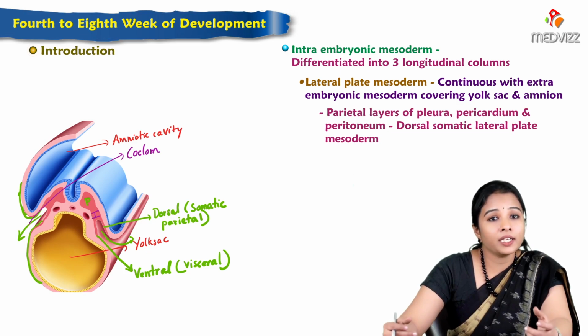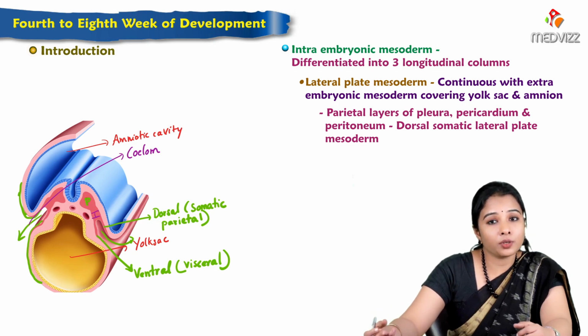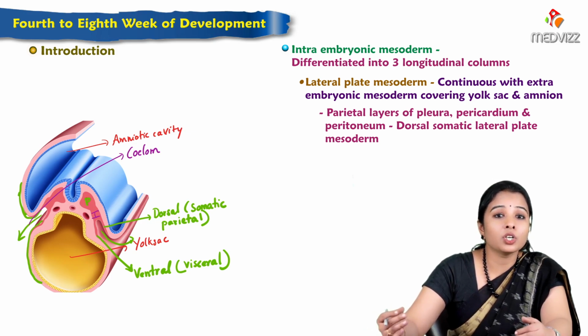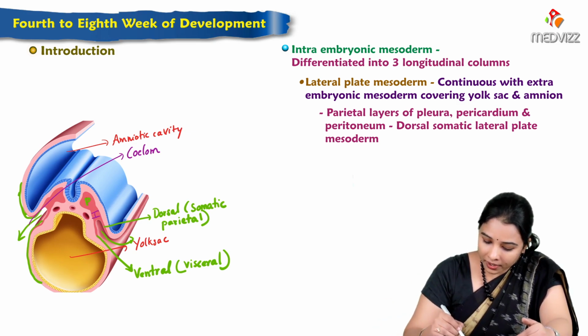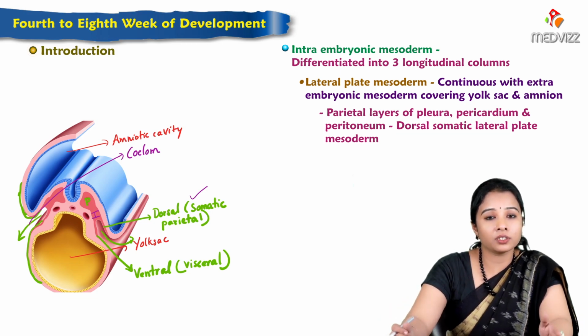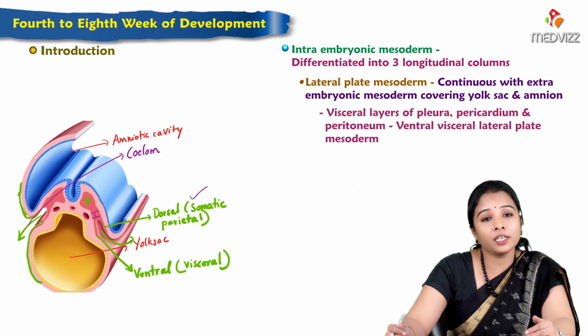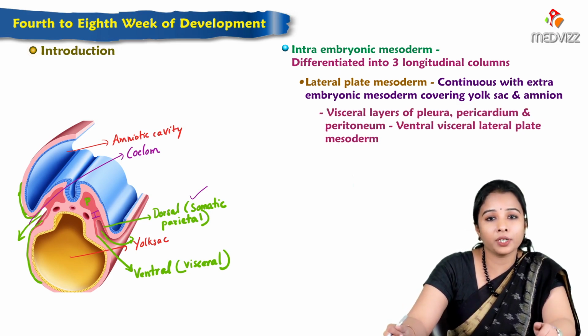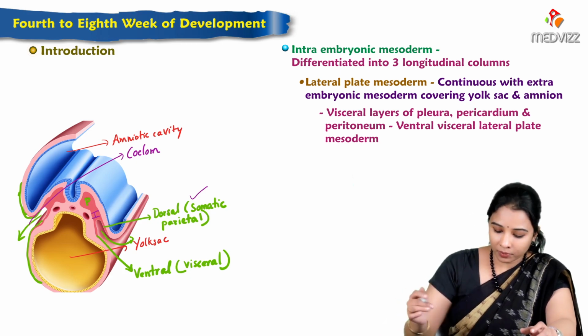And the parietal layers form the parietal layer of the pleura, pericardium and peritoneum. Parietal layer developed from the dorsal somatic lateral plate mesoderm. So dorsal somatic lateral plate mesoderm will form the parietal layers of all these, that is the pleura, pericardium and peritoneum. Whereas the visceral layers of pleura, pericardium and peritoneum develop from the ventral visceral lateral plate mesoderm.